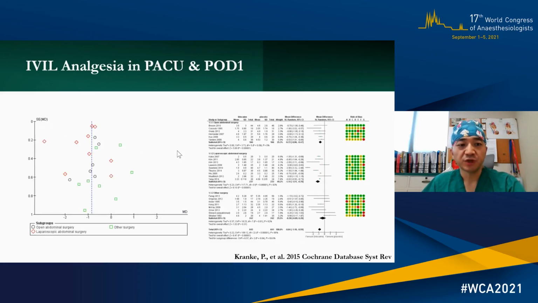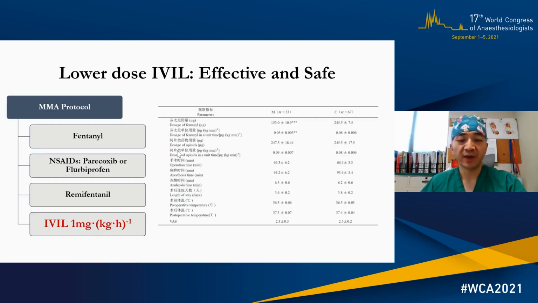Intravenous infusion of lidocaine is very safe and effective for most ambulatory cases. We tried a multimodal analgesia protocol with a lower dose of lidocaine, 1 mg per kilogram per hour, while most guidelines of ERAS recommended 2 to 3. The results showed that the lower dose of lidocaine is also good enough for gynecological ambulatory laparoscopic cases.